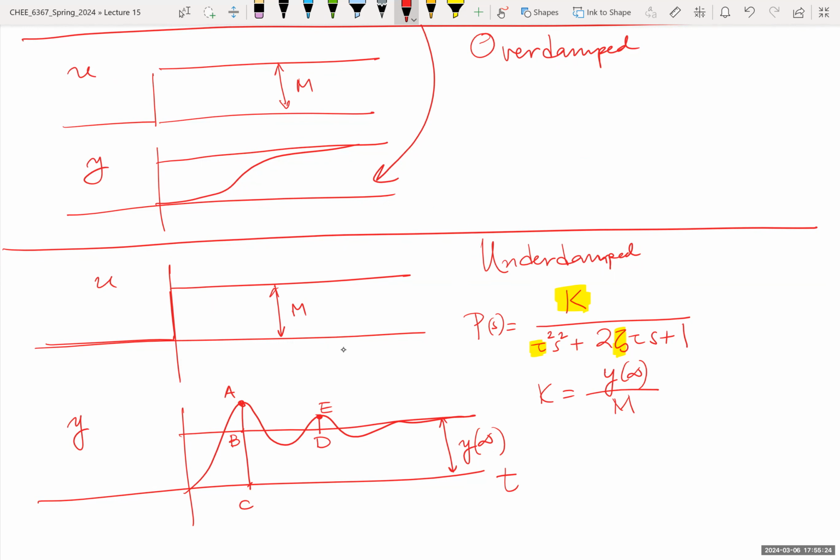And it turns out that you can easily get zeta, this damping factor, which in this case will definitely be less than 1. That's why you have the oscillations. You know this for sure. So this damping factor can be shown to be obtainable from an expression that is given by the so-called overshoot.